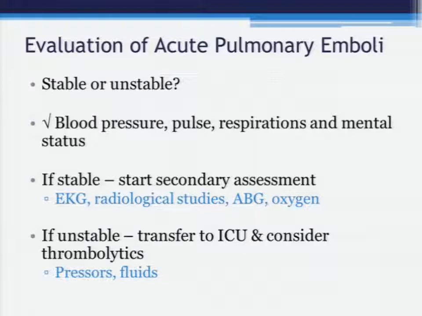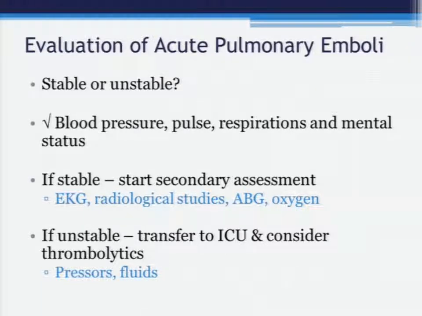The first question to ask ourselves is: is the patient stable or are they unstable? We do that by looking at their vital signs, their blood pressure, their pulse, their respirations, and their mental status. If your patient is profoundly hypoxemic, they're probably not going to have a normal mental status, and that patient would not have a stable PE.